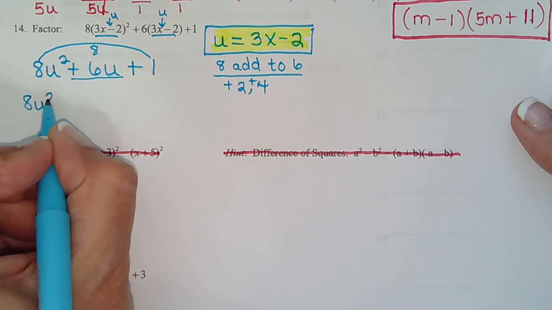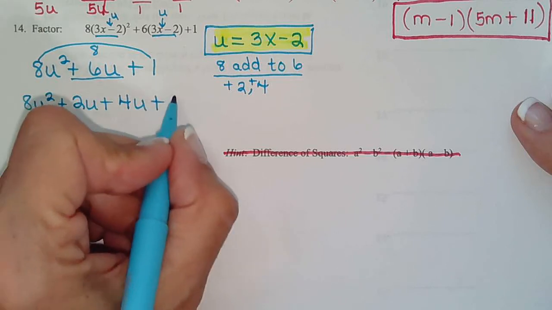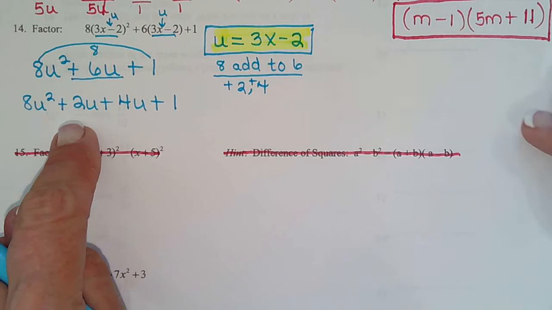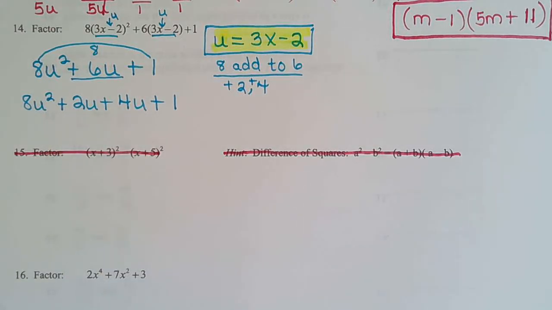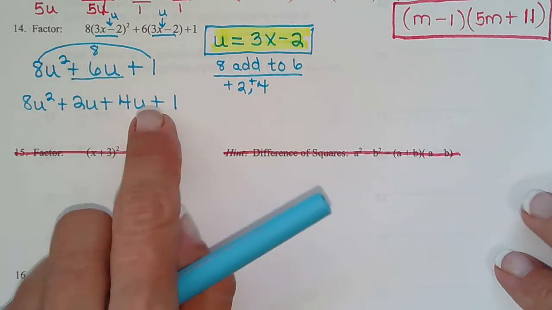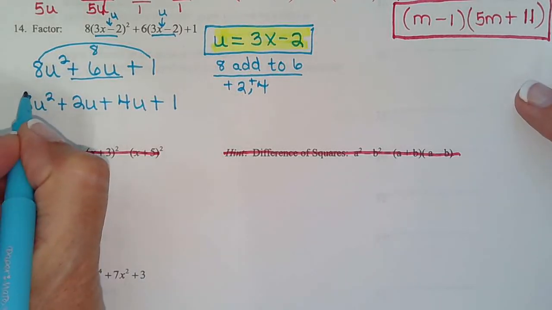So we have 8u squared plus 2u plus 4u plus 1. And remember what we said earlier, if you wrote 4u plus 2u and I wrote 2u plus 4u, doesn't matter. We'll get the same answer, because 2 plus 4 is 6 and 4 plus 2 is 6. So as long as they both give me 6, we're good. So now what are we going to do? Four terms tell you to use grouping.